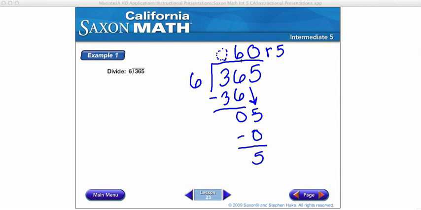And the remainder gets written on the same line as the answer. It doesn't get written over here off to the side or anywhere else. It goes together. So my answer then, or my quotient, is 60 remainder 5. If you get a remainder that is larger than your divisor, you made a mistake somewhere and you need to do it again. Okay? All right, let's go on to example 2.